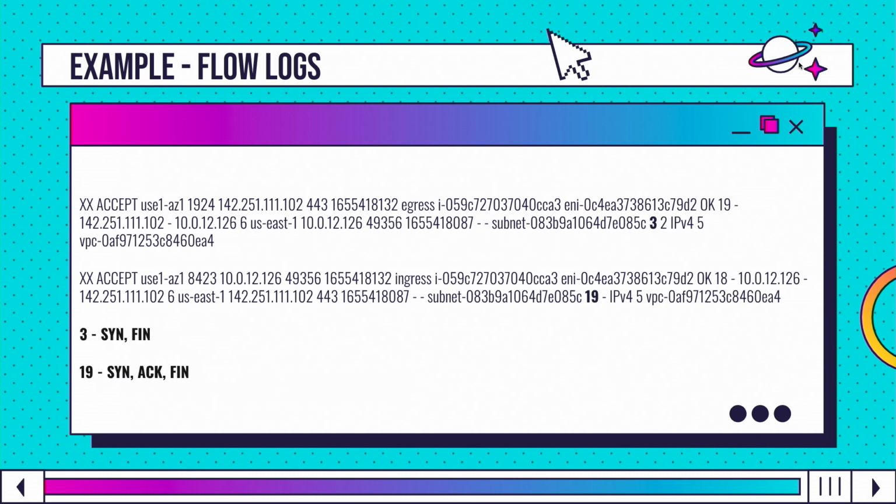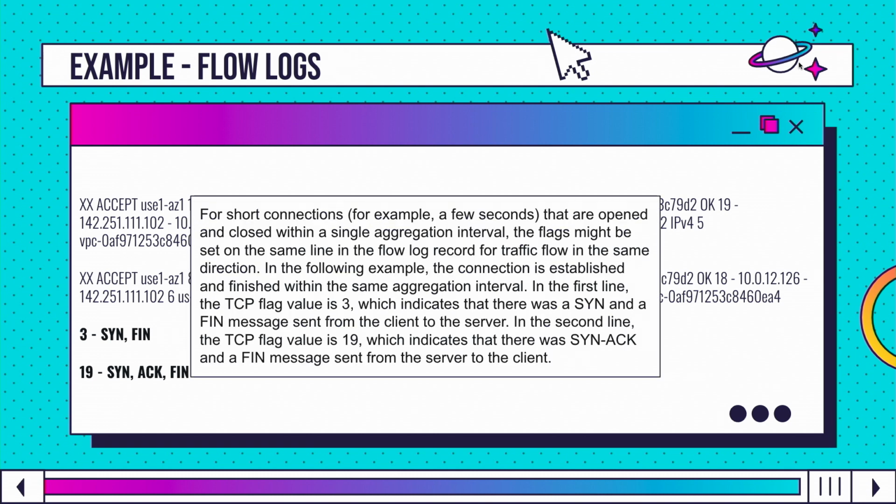And then TCP flags. If you're familiar with TCP flags, you'll recognize 3 as SYN-FIN and 19 as SYN-ACK-FIN, and then you'll realize that doesn't make sense. So what's going on here? This is from AWS's documentation. For short communications, if it's only a few seconds, they'll OR the TCP flags. So you'll see something where a SYN and a FIN get ORed together for a 3. Same with the corresponding communication the other way, you'll get a 19, or a SYN-ACK-FIN. So if you're looking for initiating communications, you'll have to look for TCP flags of 2 or 3.